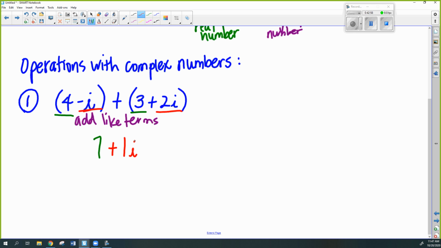Now, let me ask you this. Do I have to put the 1 next to the I, do you think? No. Okay? So if I decide I would rather just do plus I, that's fine. All I did was add like terms. Are we okay with that? All right, let's make sure we can do another one.